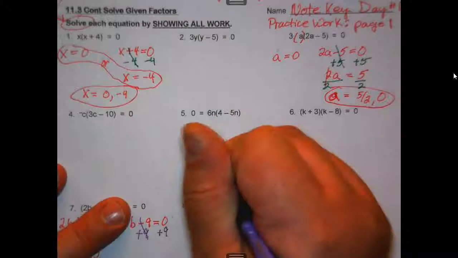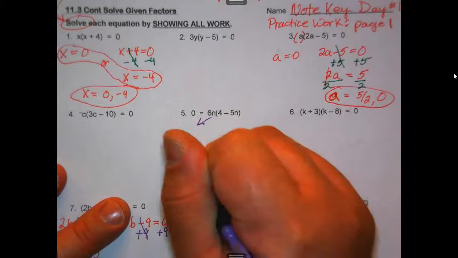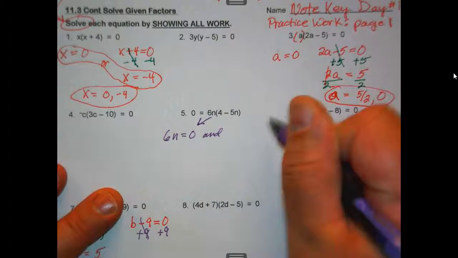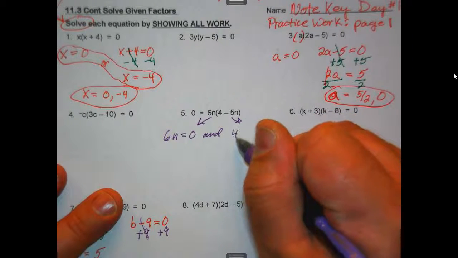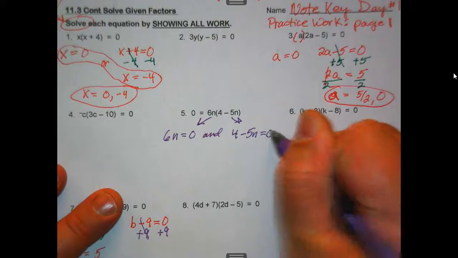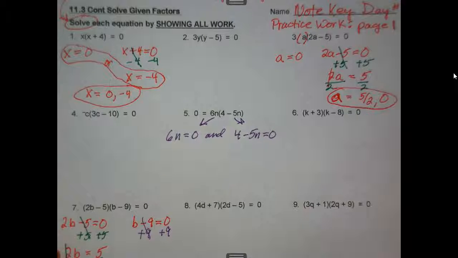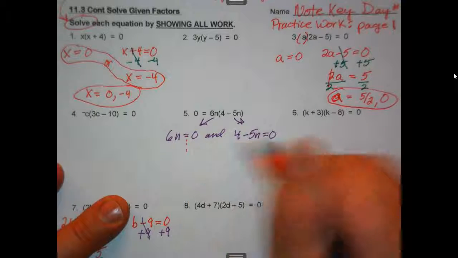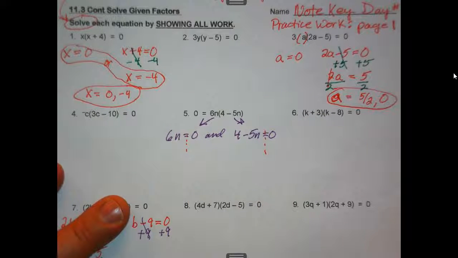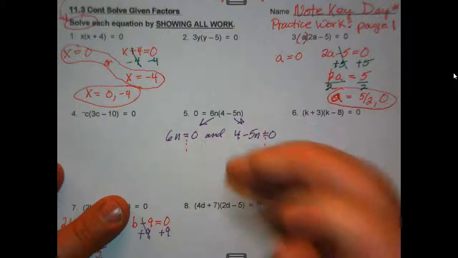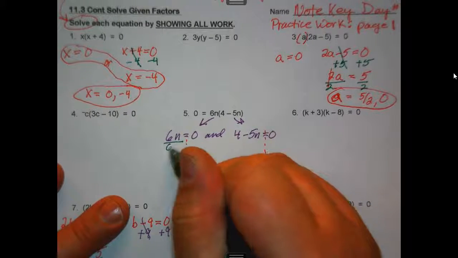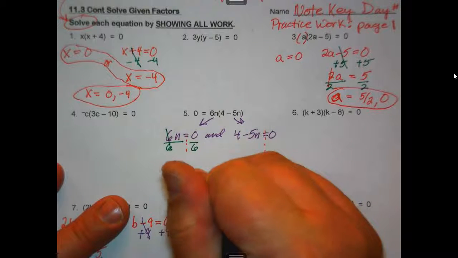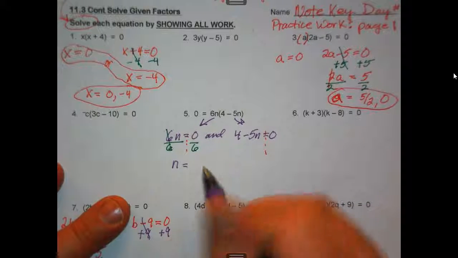Okay, I'm going to set the 6n equal to 0, and I'm going to set 4 minus 5n equals 0, and then I solve for n on both equations. Okay, the first one here, I'm going to divide by coefficient 6. I get n by itself. n equals 0 divided by 6, which is 0.